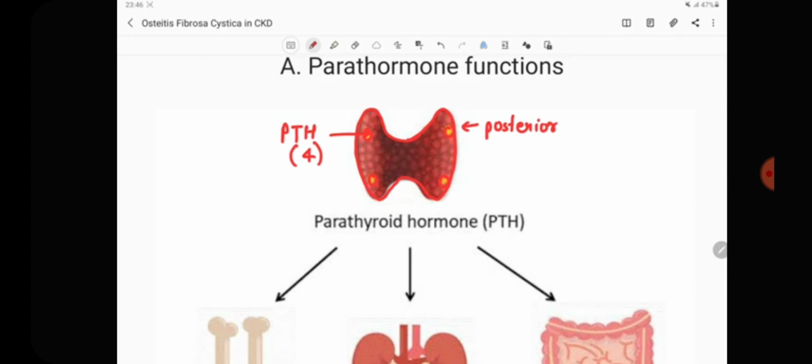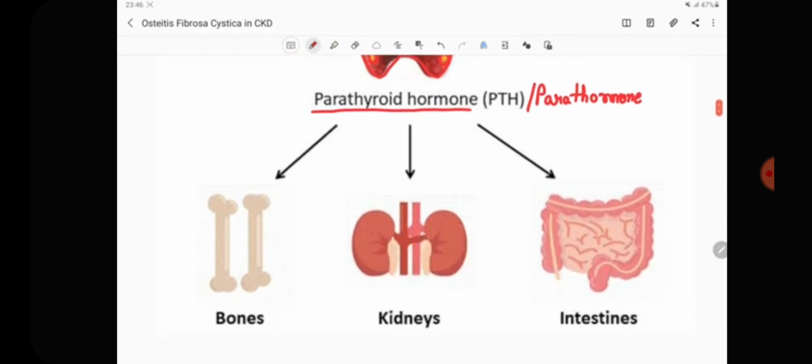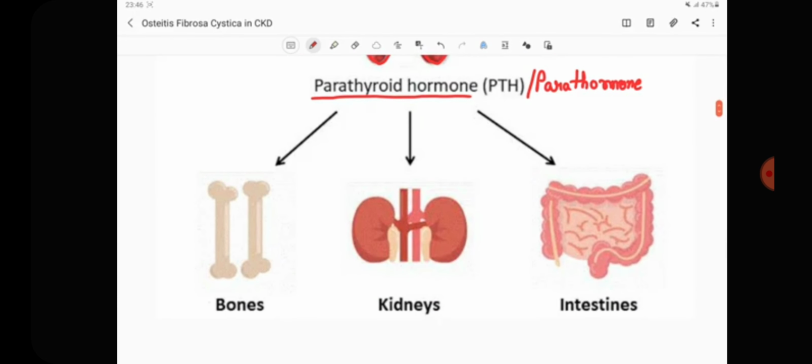And these parathyroid glands release what? They release a hormone which is known as parathyroid hormone or parathormone or PTH, right? That is the short form that we use. Now, let's look at the function of the parathormone on our body. The parathormone primarily acts on 3 organs in our body. Number 1 is bone, number 2 is the kidneys, and number 3 is the intestines, right?